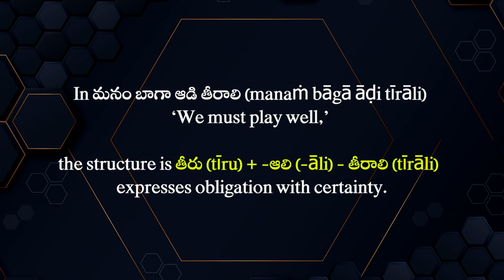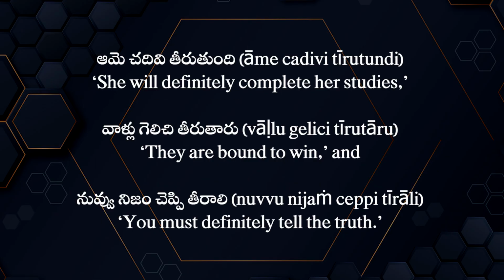In a sentence, మనం బాగా ఆడి తీరాలి, we must play well. The structure is తీరు plus ఆలి becomes తీరాలి, expressing obligation with certainty. Similarly, ఆమె చదివి తీరుతుంది, she will definitely complete her studies. వాళ్ళు గెలిచి తీరుతారు, they are bound to win. And నువ్వు నిజం చెప్పి తీరాలి, you must definitely tell the truth. In all cases, తీరు adds emphasis, certainty and inevitability, making the action definite and unavoidable.